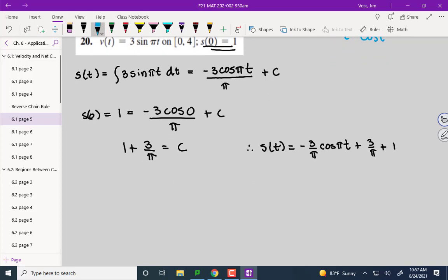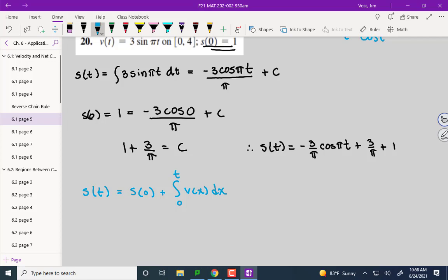Now using the other method, using the fundamental theorem method, S of t is the initial position plus the displacement on the interval 0 to t. So with the fundamental theorem method, here's where we have the variable t in the upper limit of integration. So we can't have a t down in here. We don't want a t down in here when we have a t in the limits of integration.